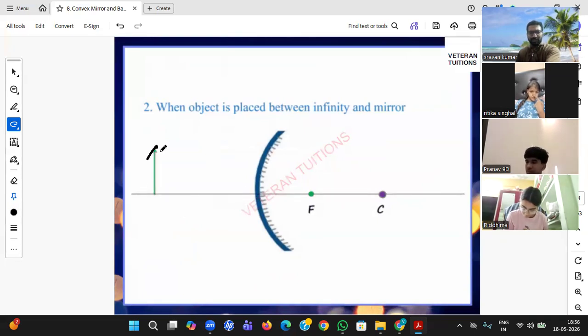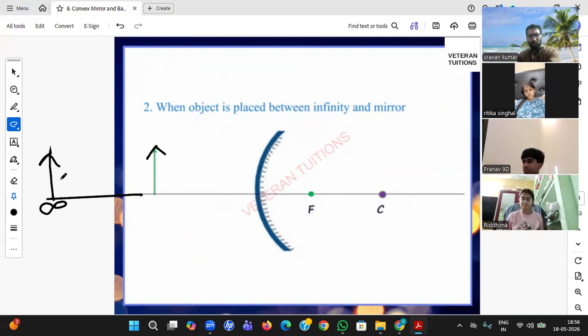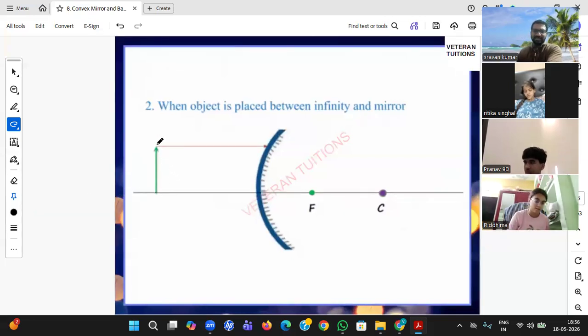It's somewhere over here. It is not at infinity. Infinity is finished. We finish this case. Now you keep the object anywhere between infinity and pole, student. Infinity and pole. Obviously, now how should I start? Sir, you start with the parallel ray. You can take any ray again. I am just taking a parallel ray.